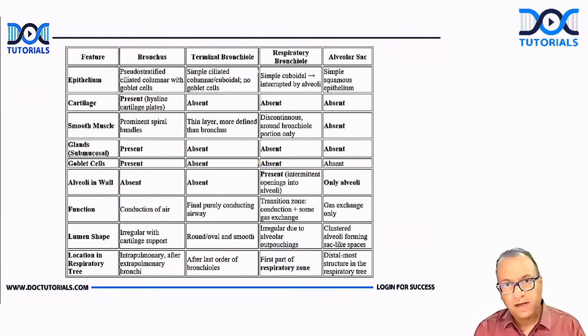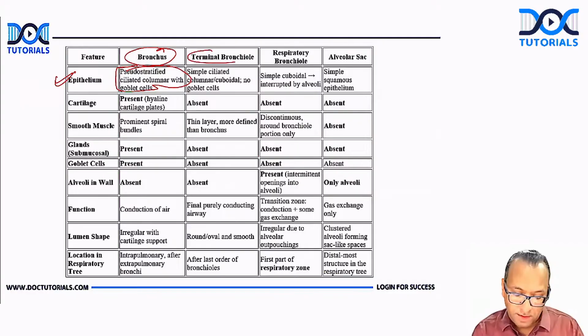You see this table giving you all the details now. You can start with the bronchus. In bronchus, what is the epithelium? Like trachea, it is pseudostratified ciliated columnar with the goblet cell. Then what about terminal bronchiole? I told you, in terminal bronchiole, it becomes columnar, becoming cuboidal, but there is no goblet cell, no cartilage.